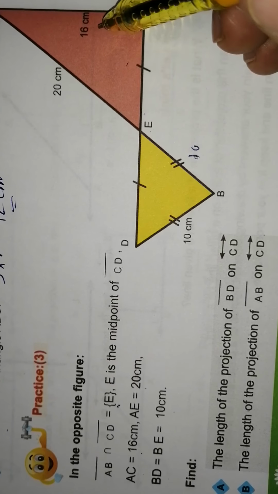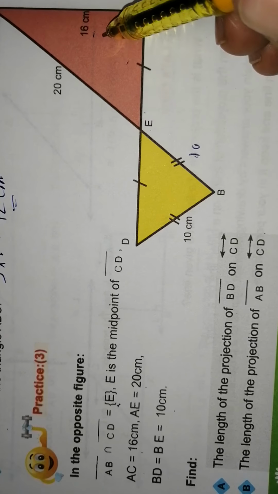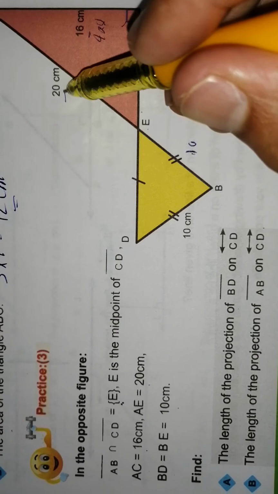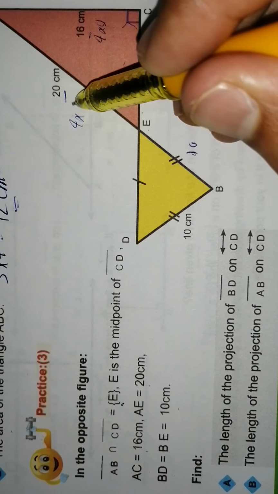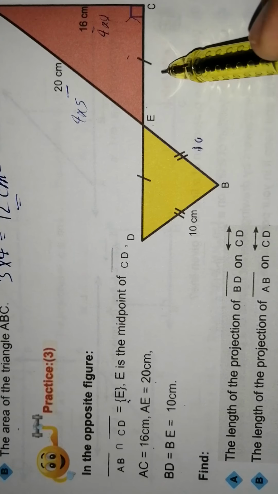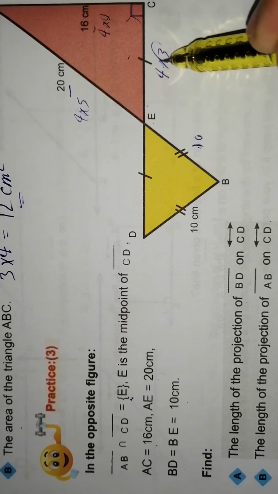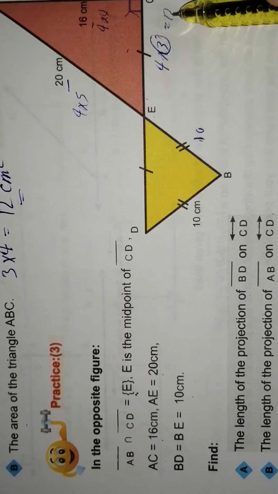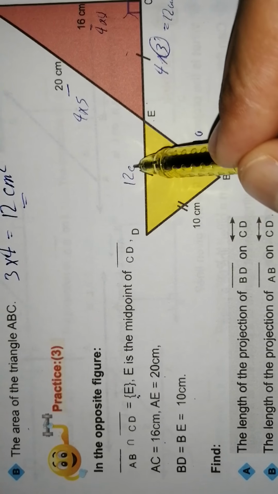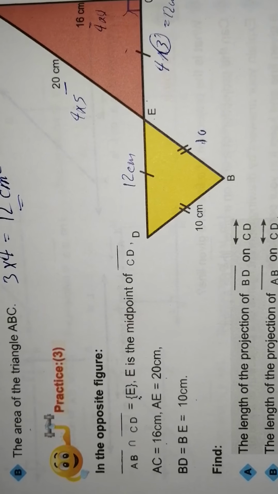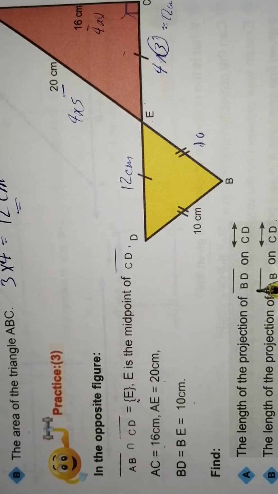You will find that this 16 is 4 by 4 and 20 is 4 by 5. So we have here 4 by 3 by the Pythagoras theorem, which is equal to 12 centimeters. So this is 12 centimeters also. And then find the length of the projection of BD on CD.